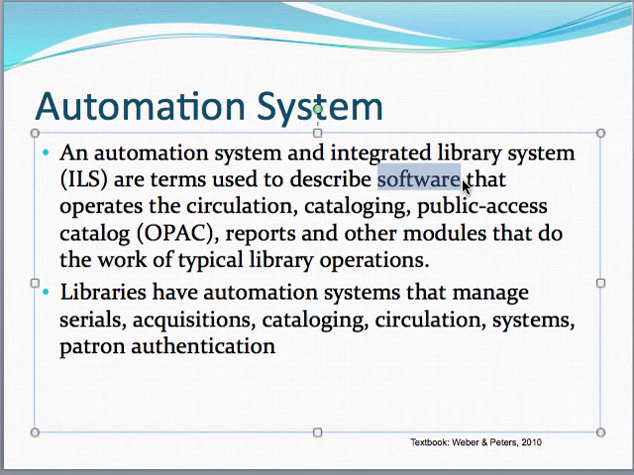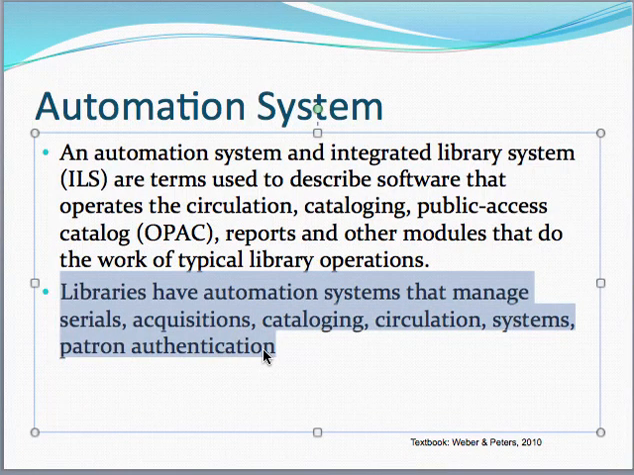So the idea of the integrated library system is that information is being shared by different modules, and that makes the functioning of the library more reliable, and makes all the systems faster, and also you have better records of what is going on in the library. Libraries have automation systems that manage serials, acquisitions, cataloging, circulation, and patron authentication. These are the main modules that you will have in your system.